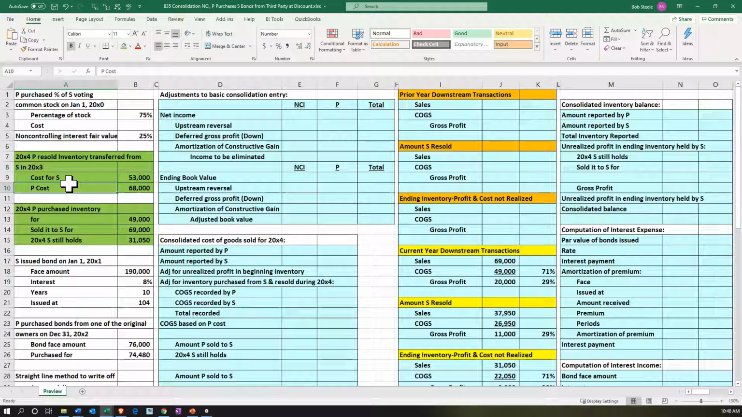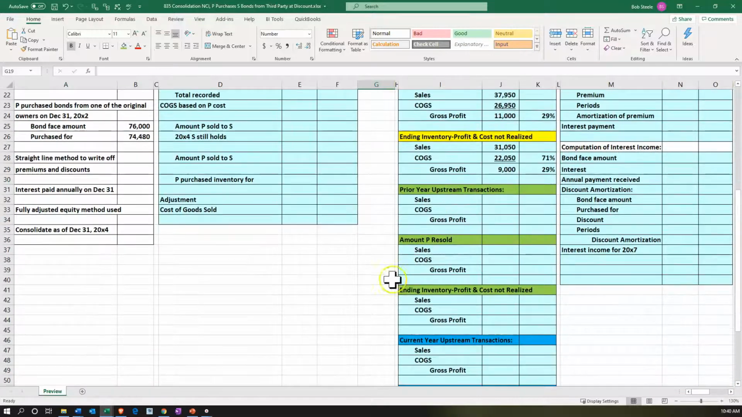The reason it's a prior year is because even though it says 2000X4, that's when we resold, which means that the original transfer happened in the prior year from S to P, and now we're reselling, which is what you would expect to happen in the current year. So you can think about that in a similar fashion where we would typically take the sales in the prior year minus the amount that was resold, and then think about the reversal happening in the current year.